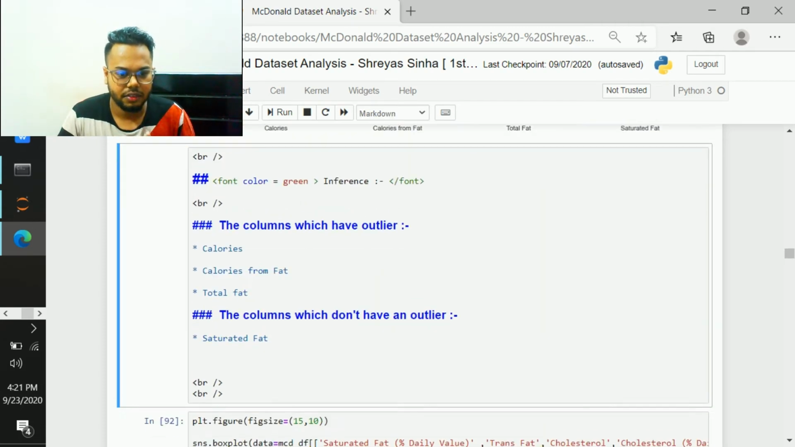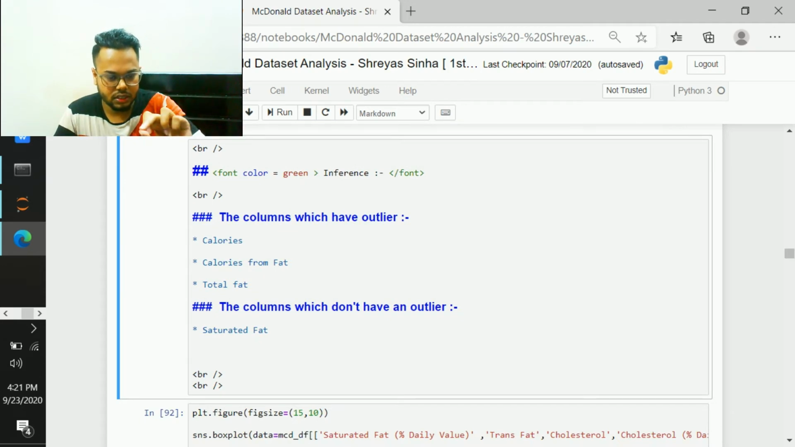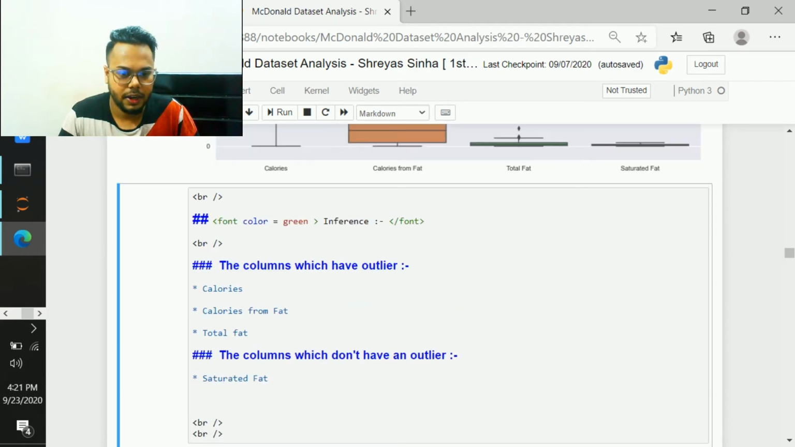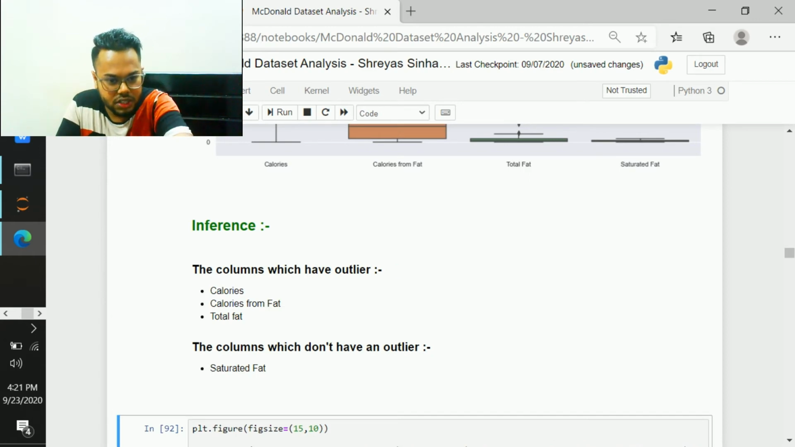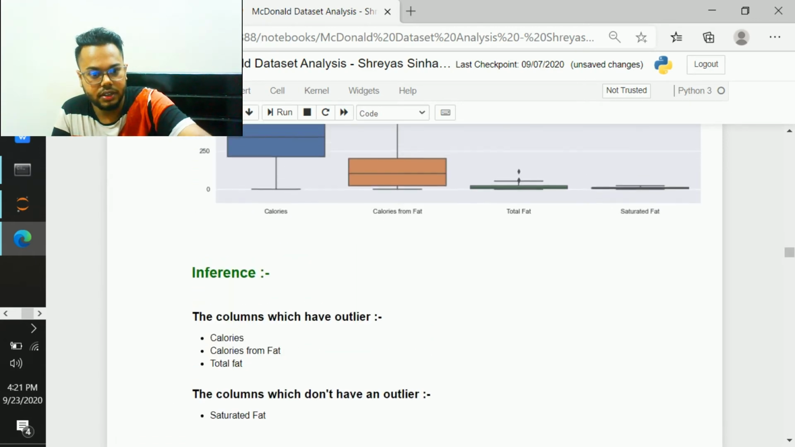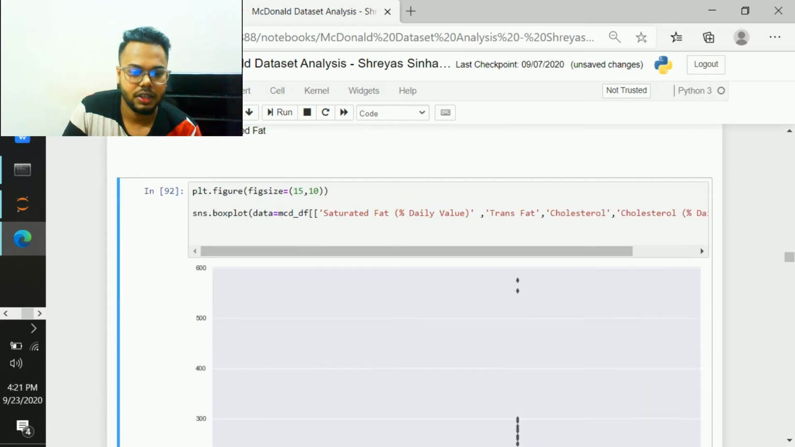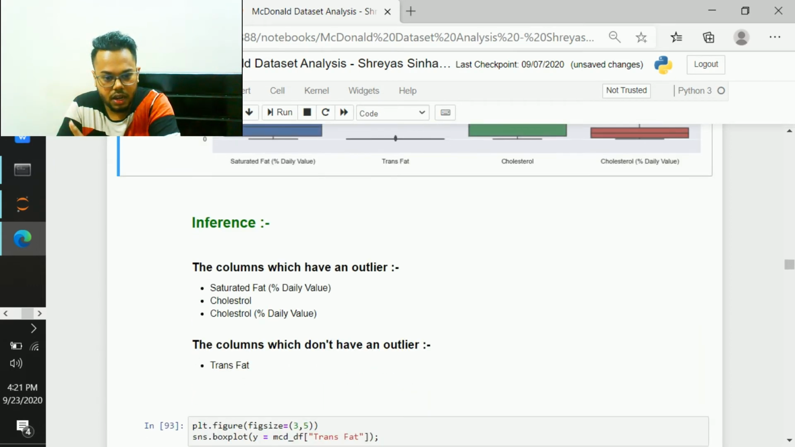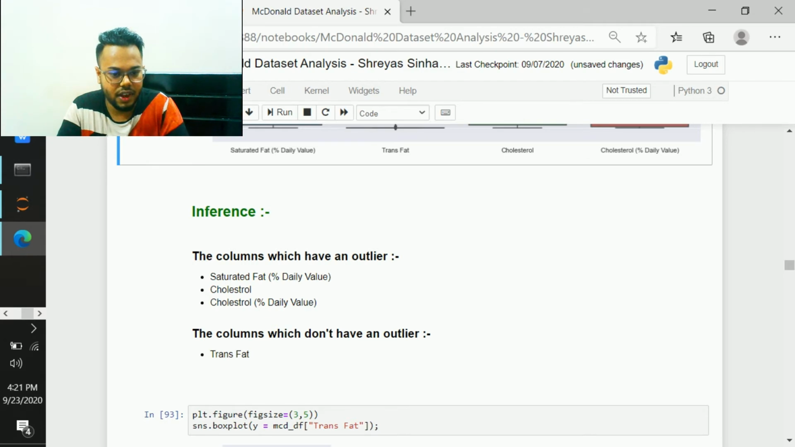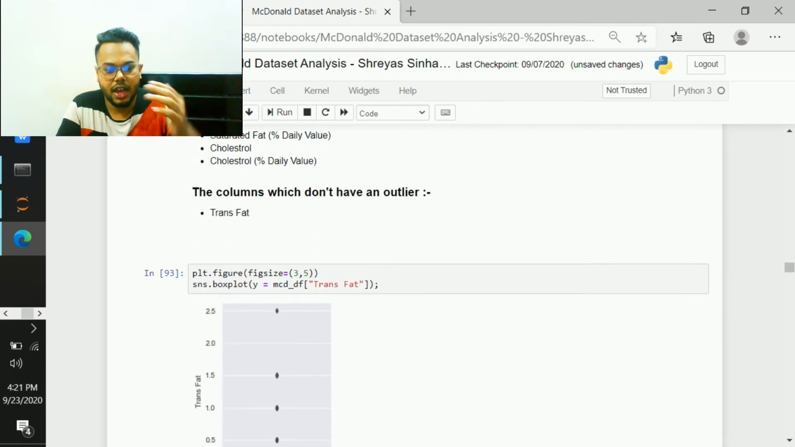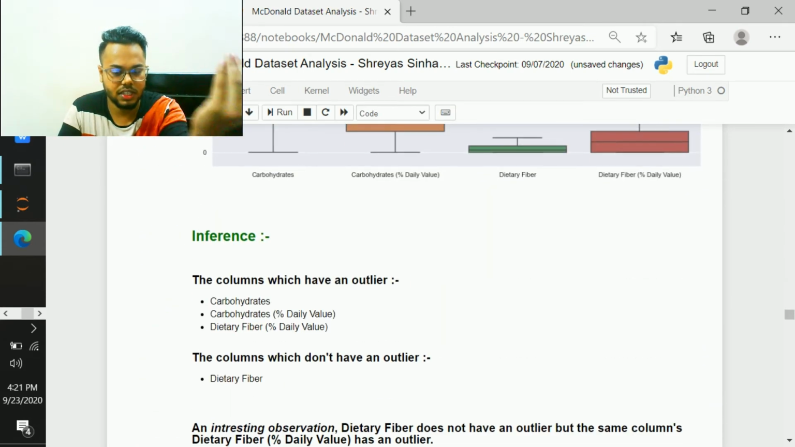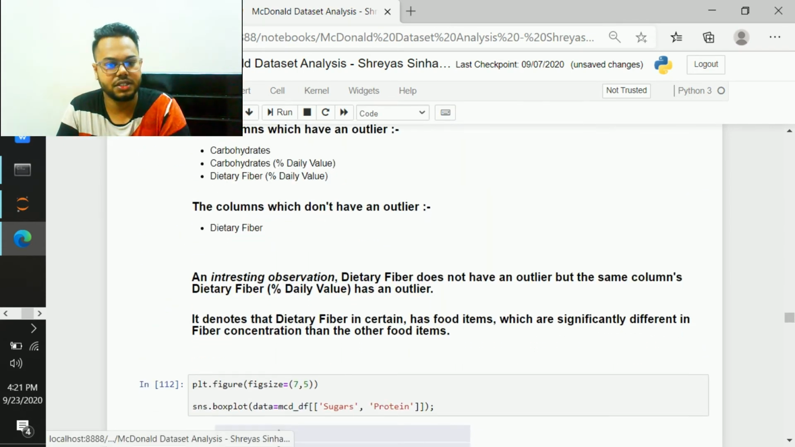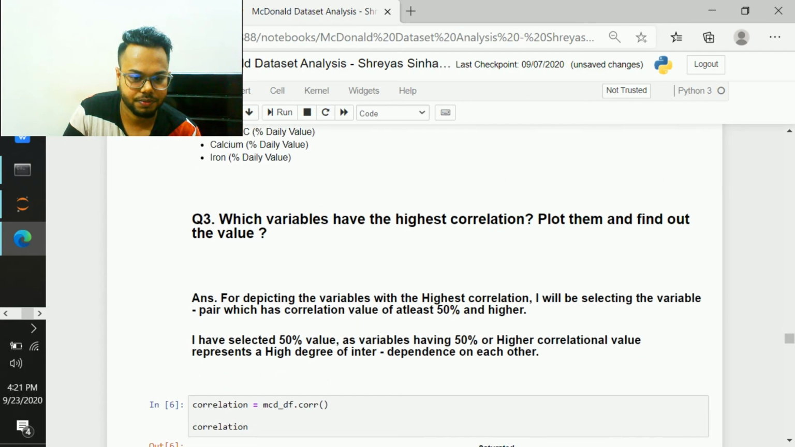You can see very nicely the asterisks have been used to give dots. Columns which have outliers, and columns which do not have an outlier, from the above graph. Then again we have a set of graphs: saturated fat, and this cholesterol have outliers. We have used box plot analysis to understand the outliers.